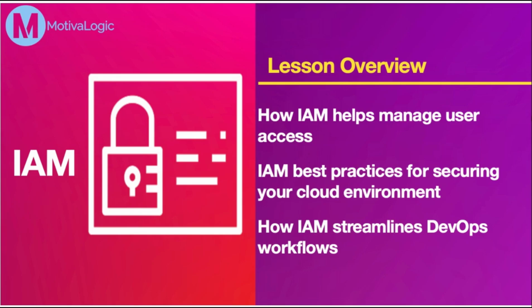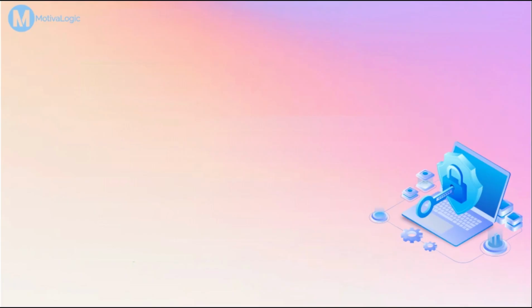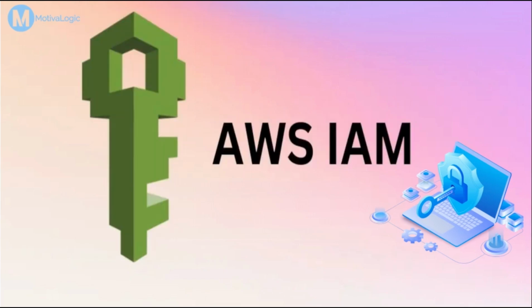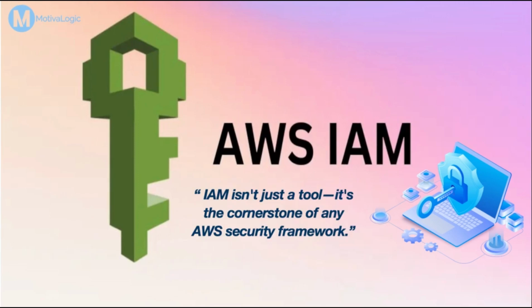Let's dive in. In today's digital landscape, safeguarding access to cloud resources is more crucial than ever. AWS Identity and Access Management, IAM, is at the core of cloud security, ensuring that only authorized individuals and systems can access specific AWS resources while maintaining both security and scalability. IAM isn't just a tool, it's the foundation of any AWS security framework.